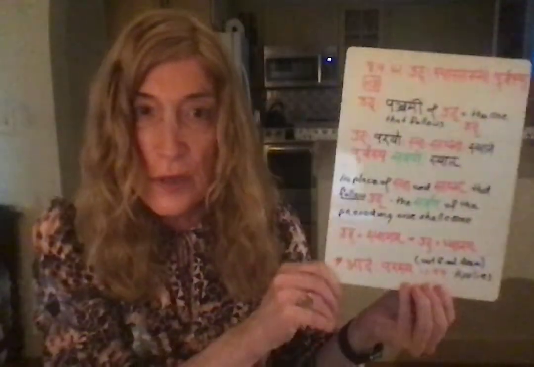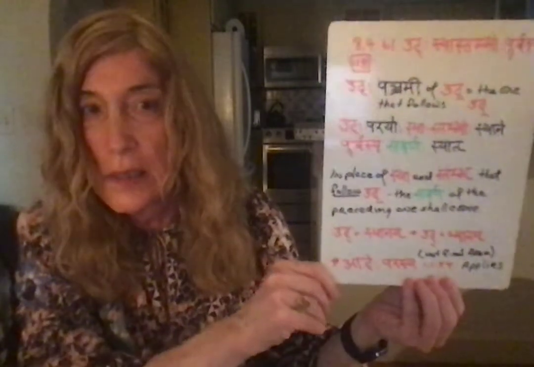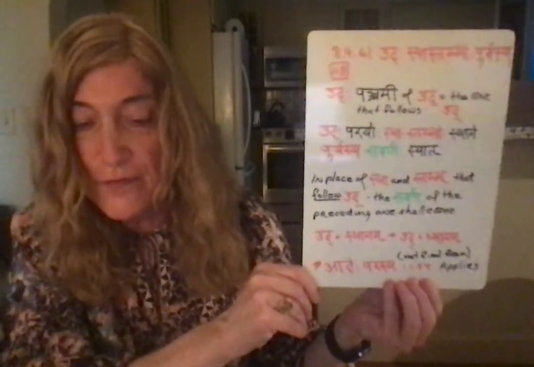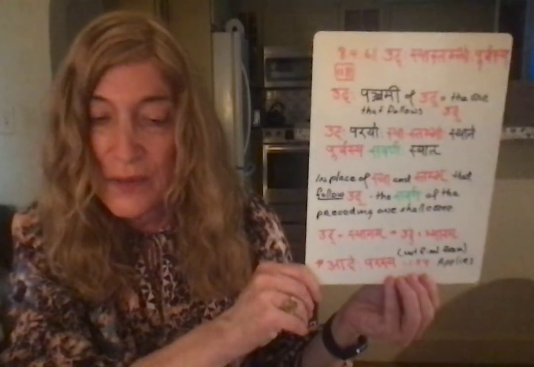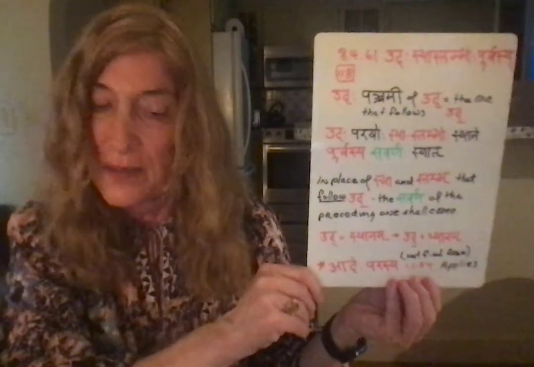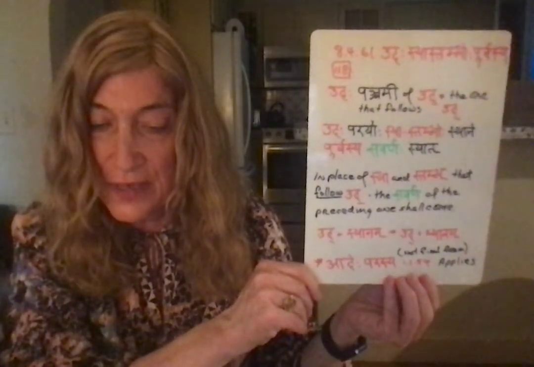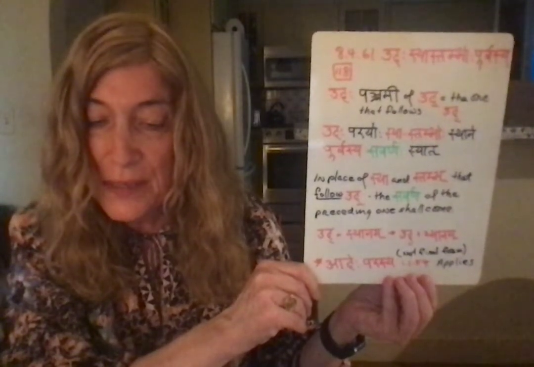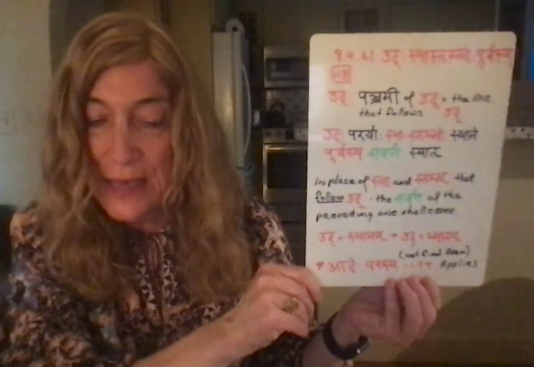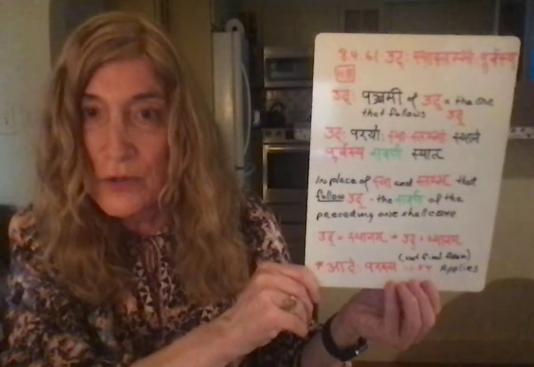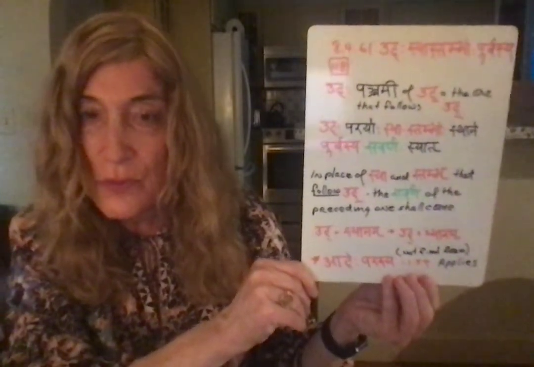So, we have an example. It is related to a sutra, 8461 or 118 in Siddhanta Kaumudi. Udasthastambhoh purvasya. Udah is panchami of ud, and has the sense of the one that follows ut.